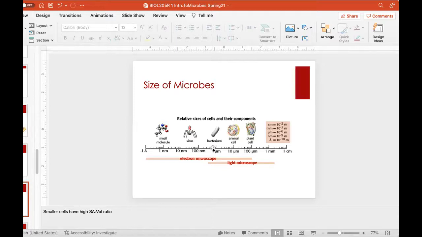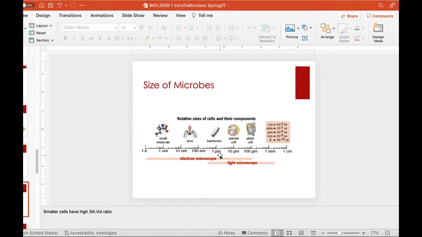Bacteria are the limit, the smallest thing that we can see with a light microscope. If you go below that size, down into the nanometer range, viruses for example, you would need an electron microscope to see those things. You can see all types of cells with an electron microscope. It's just that you need an electron microscope to see a virus. You cannot see a virus under a light microscope.